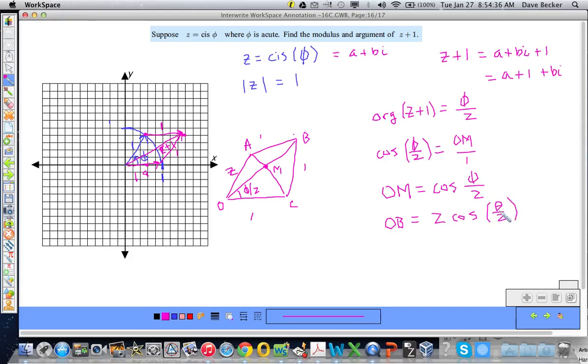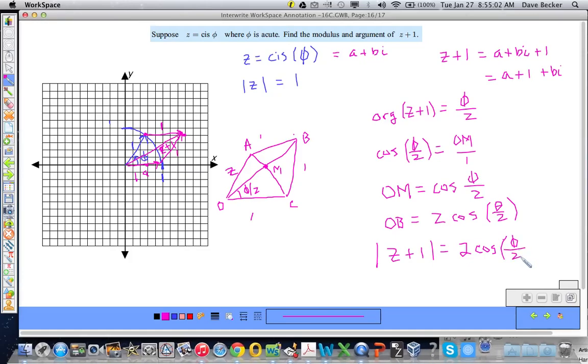So I have my argument, and now I have my modulus of z plus 1, because OB is z plus 1. So that means the mod of z plus 1 is equal to the length of OB, which is this whole thing, 2 cosine of phi over 2. I keep saying theta. So phi over 2.